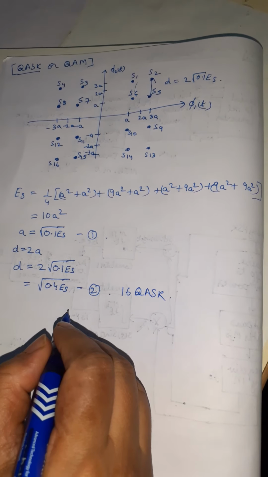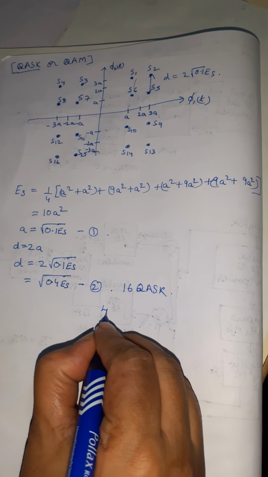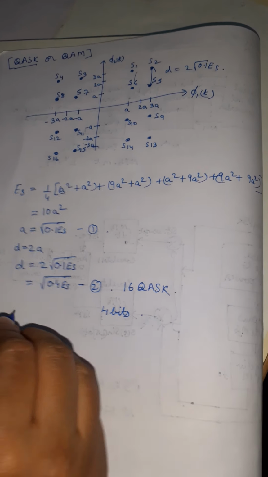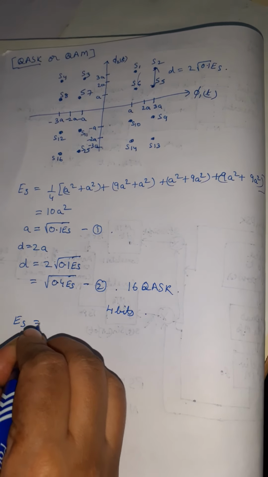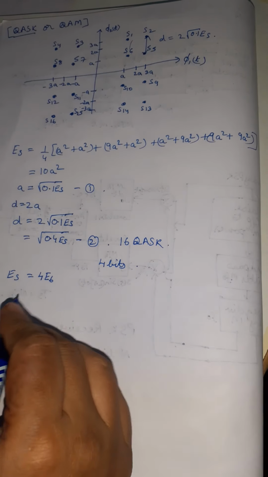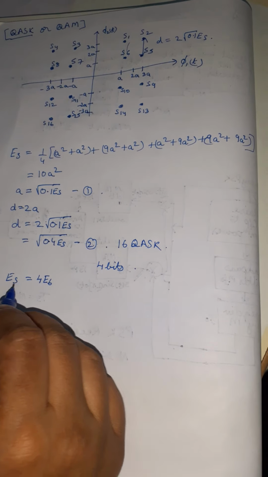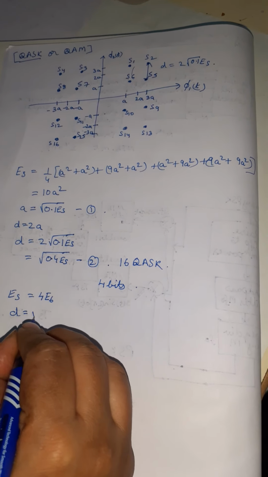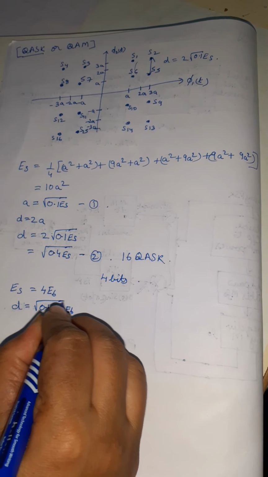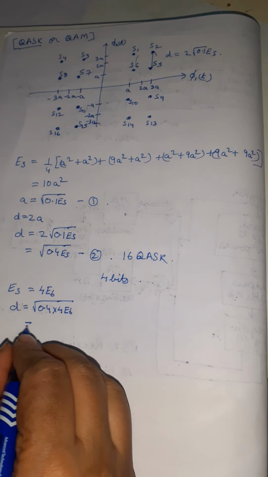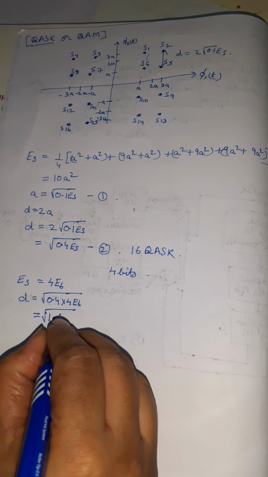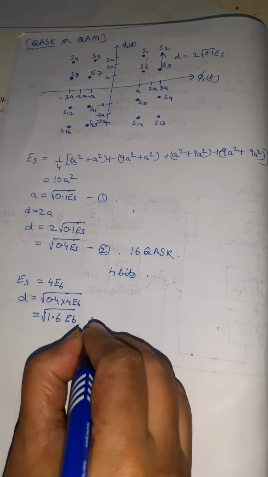QASK. In each symbol there are 4 bits. Hence the bit energy and symbol energy are related: ES equal to 4 EB. This is symbol energy, EB is bit energy. So distance will be equal to root of 0.4 into 4 EB. This will become 1.26 root EB.